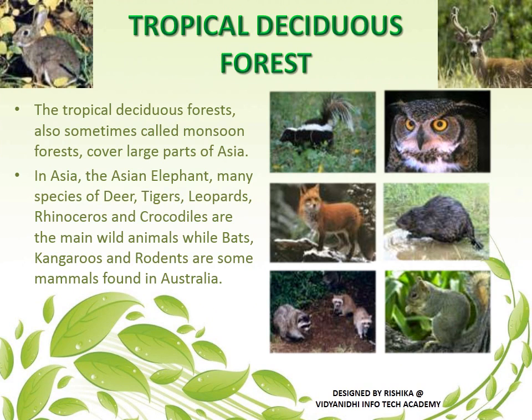Animal life of tropical deciduous forest. The tropical deciduous forests, also sometimes called monsoon forests, cover large parts of Asia. In Asia, the Asian elephant, many species of deer, tigers, leopards, rhinoceros, and crocodiles are the main wild animals, while bats, kangaroos, and rodents are some mammals found in Australia.